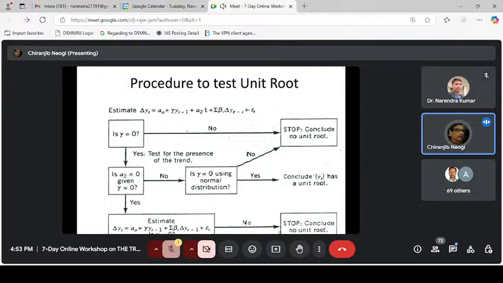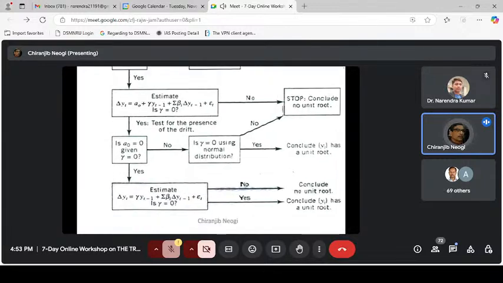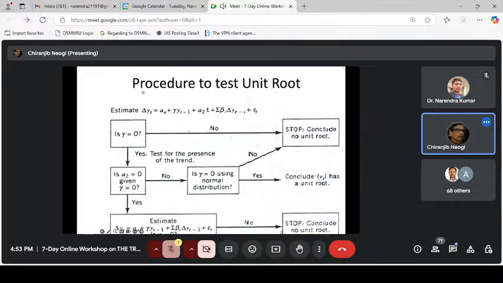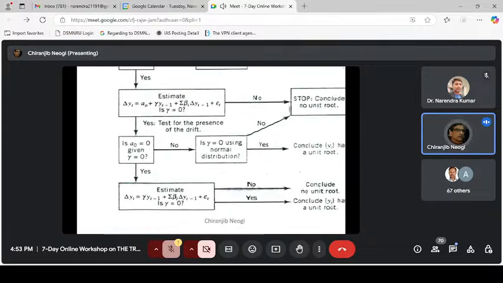This is in the standard regression model like this, but there are some steps behind this, how we can conclude whether there is a stationary series or a non-stationary series, and also whether this trend value is significant or not, whether the intercept coefficient is significant or not. I can check from these estimates.